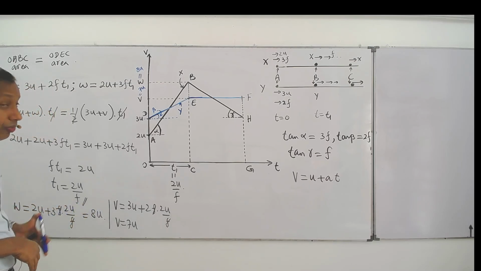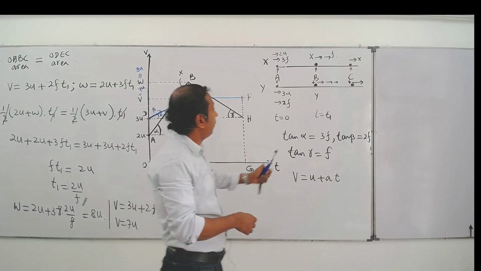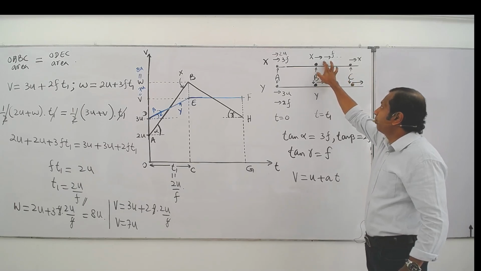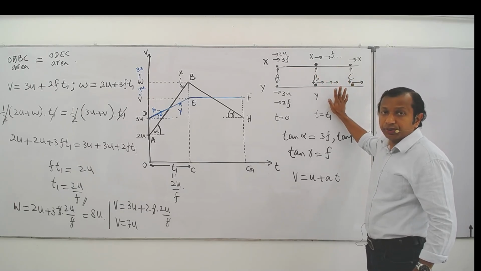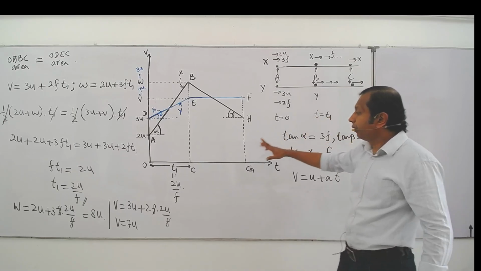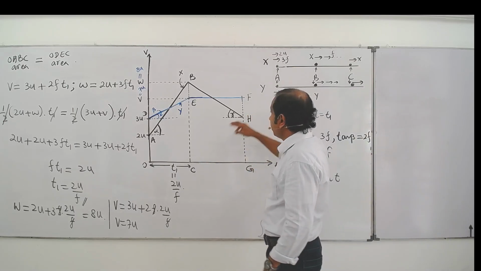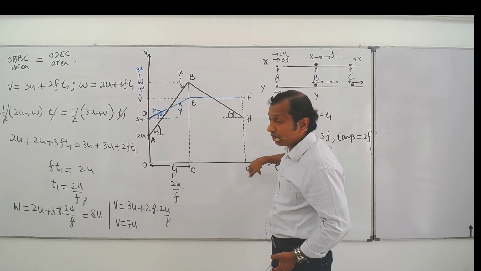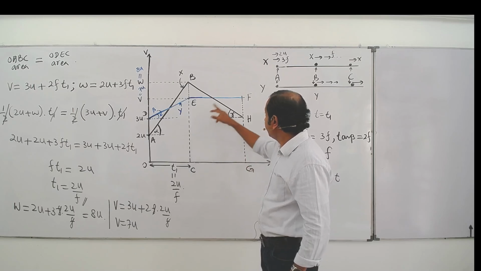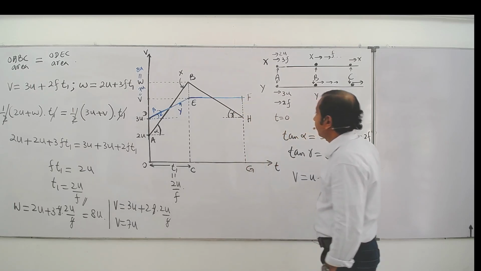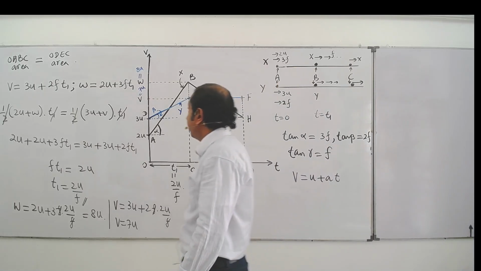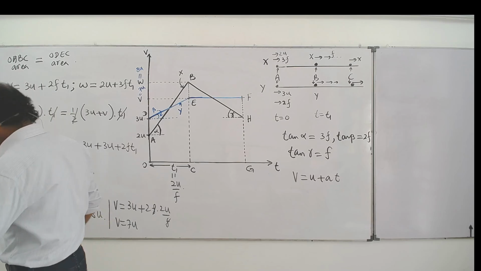Now we know between B and C, the distances traveled by the trains X and Y are also equal. Therefore, now I am going to equate between B and C the displacement traveled by X, which is the CBHG area, and CEFG gives the displacement traveled by train Y. Okay, right.